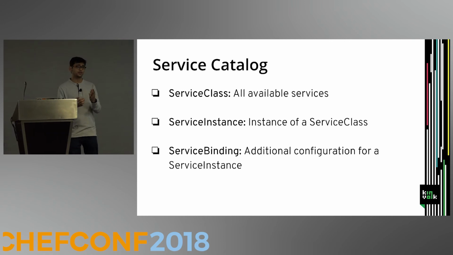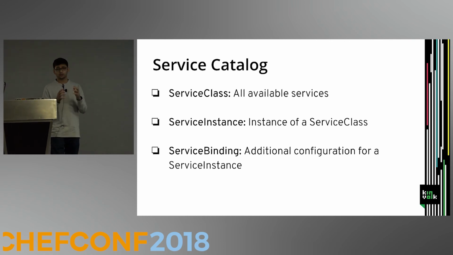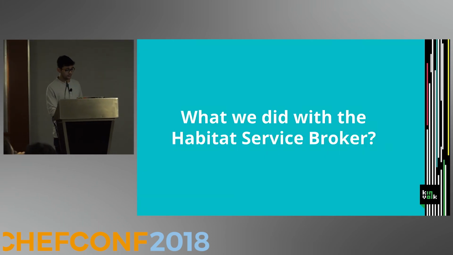So now you have one service class, Postgres, but you can run multiple instances of the same service class. And the third concept here is service binding, and what it does is it adds additional configuration to your service instance. So when you bind to an instance, you're effectively adding additional configuration that the service instance requires. We'll take a look at that in the demo as well.